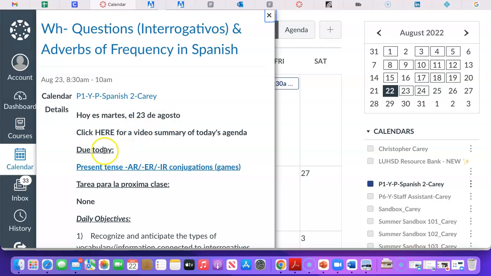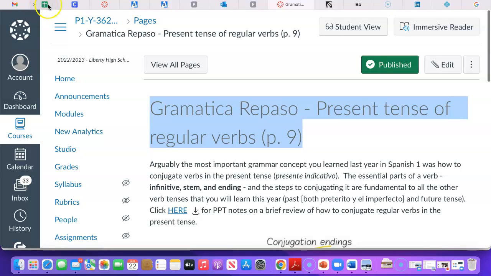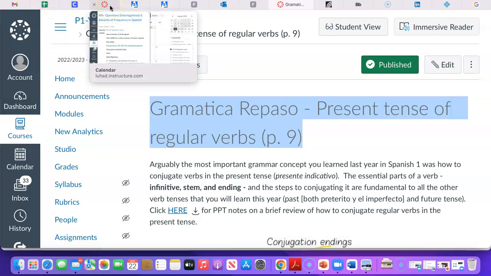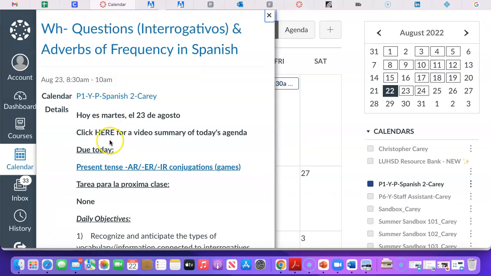There was homework that you had due for today. There were three activities, three games you all had to play to practice the present tense conjugations of AR, ER, and IR verbs. You can click on that assignment, find it in modules, and play those activities. You can watch the video from the previous class for detailed instructions on how to go about completing that assignment. But that is due today at the end of the day.